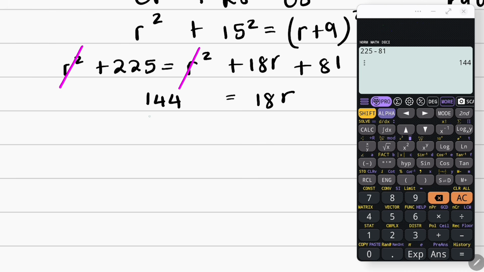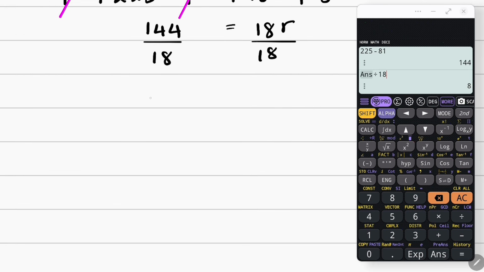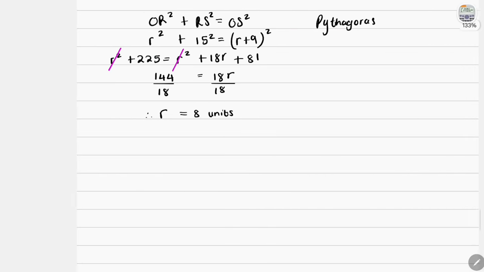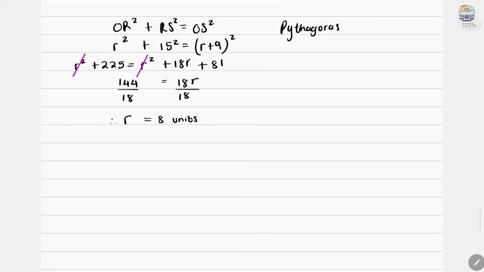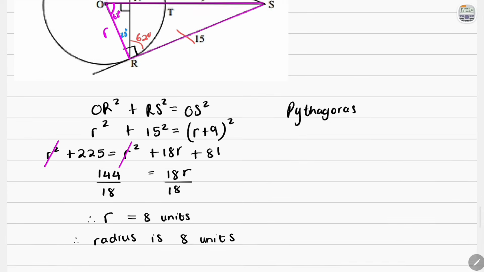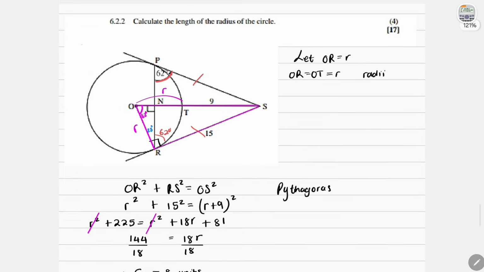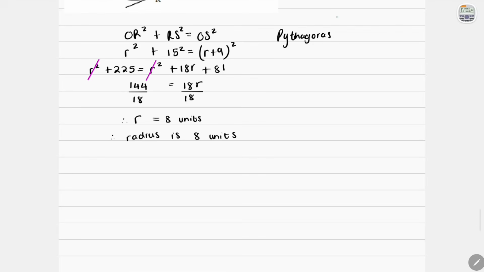And we can just go ahead and divide both sides of the equation by 18 to get rid of that 18. Okay, and so that gives us 8, meaning R is therefore simply equal to 8 units. And that is the radius. So we can finally conclude the radius is 8 units. Okay, so the radius is 8 units in length. And that is it for question 6.